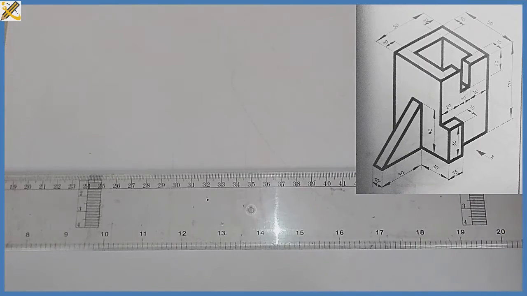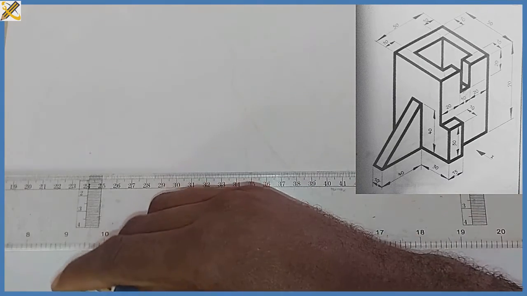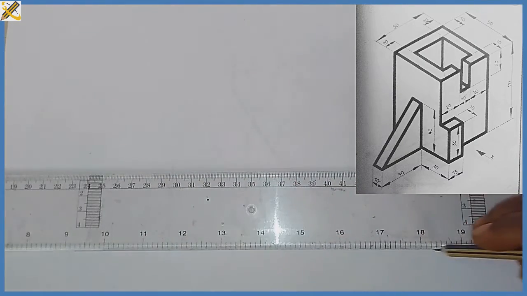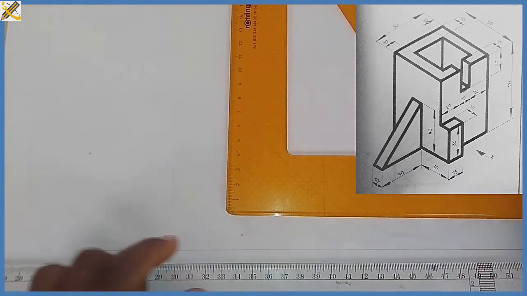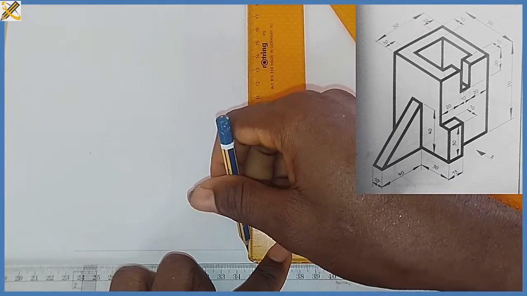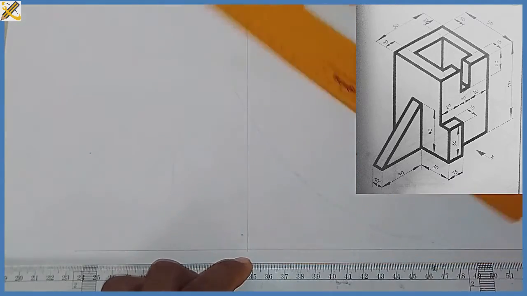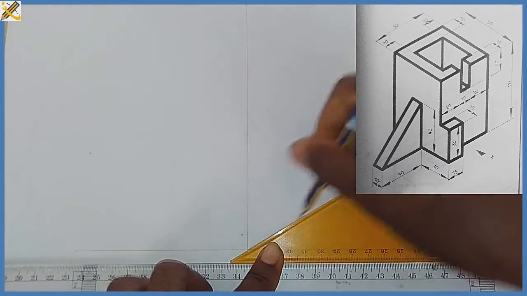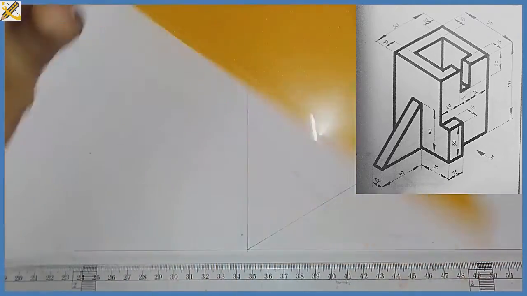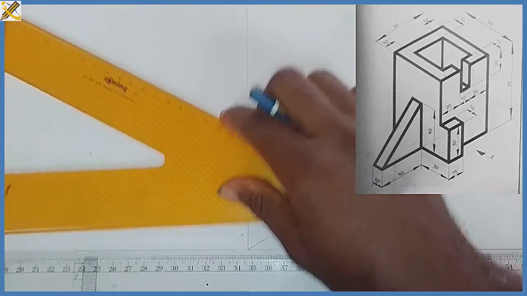So looking at the object on the screen, the very first thing I'm going to do is to produce my horizontal line. After that, I'm going to produce my vertical line in this manner. All right. After that, I produce my isometric plane, towards the left-hand side and the right-hand side, in this manner.